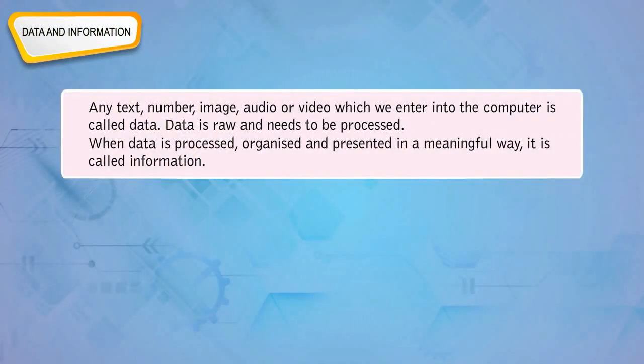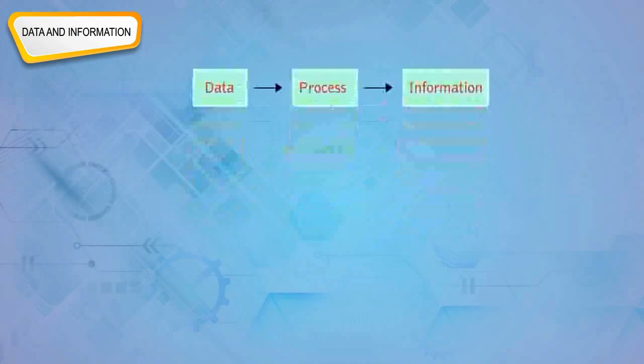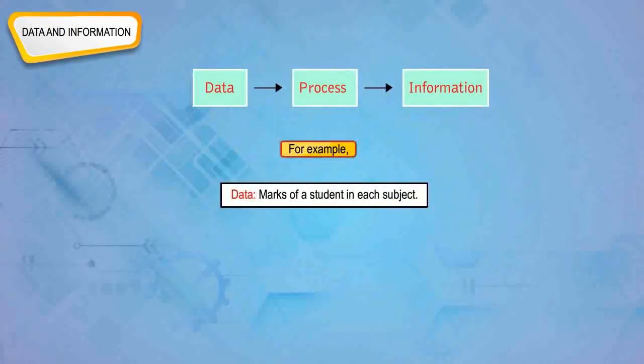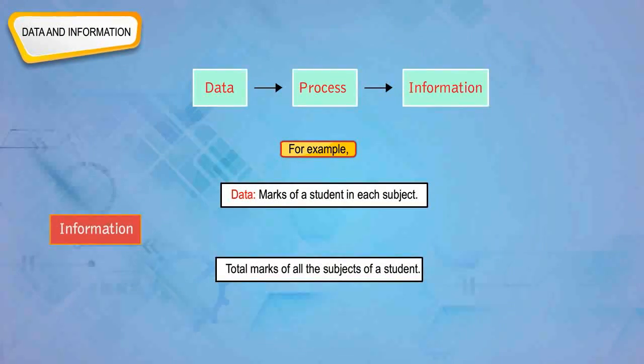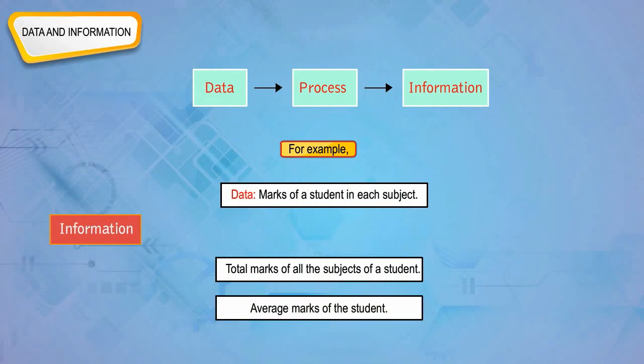Data and information. Any text, number, image, audio or video which we enter into the computer is called data. Data is raw and needs to be processed. When data is processed, organized and presented in a meaningful way, it is called information. Data, process, information. For example, data: marks of a student in each subject. Information: total marks of all the subjects of a student, and average marks of the student.